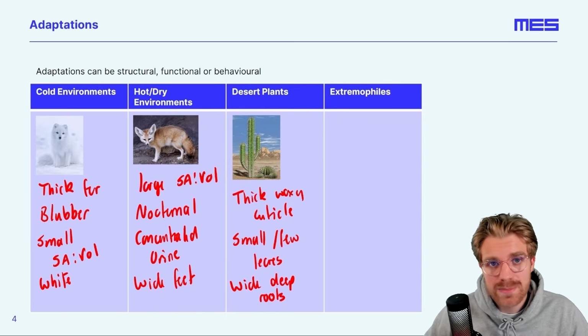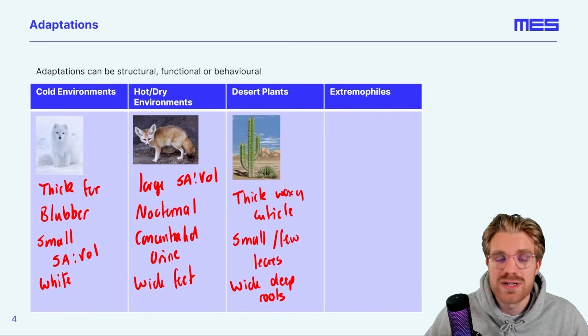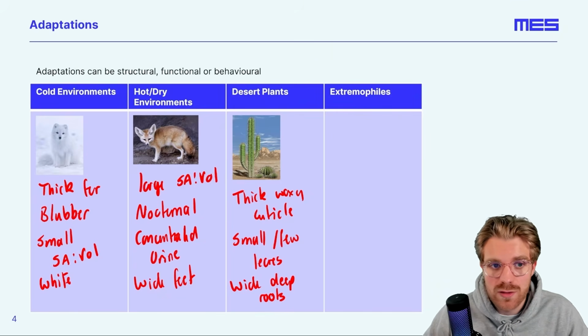They also might have things like spines. This might be a structural adaptation. The spines of the cacti are there to prevent the cacti from being eaten by herbivores.